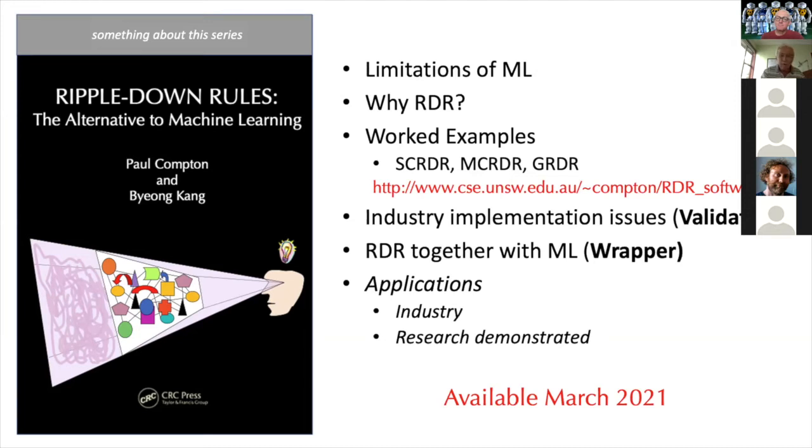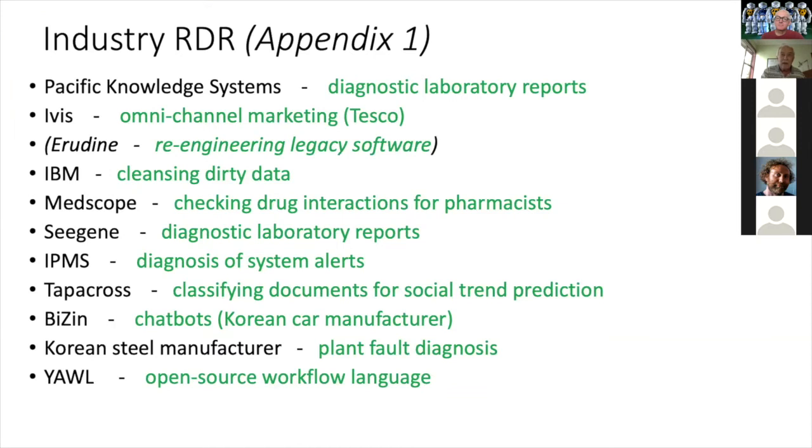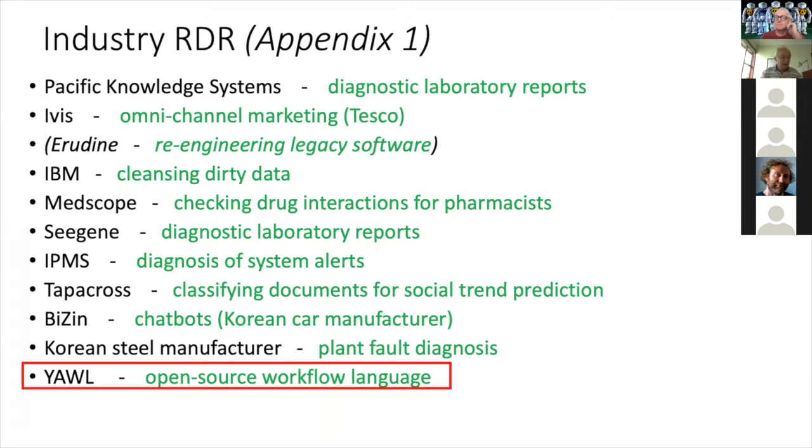But why is a book on ripple down rules needed? The first appendix outlines the various industry RDR I'm aware of. Now, this looks a pretty impressive industry impact, but it's largely an illusion, because only one of these discovered RDR through the literature.